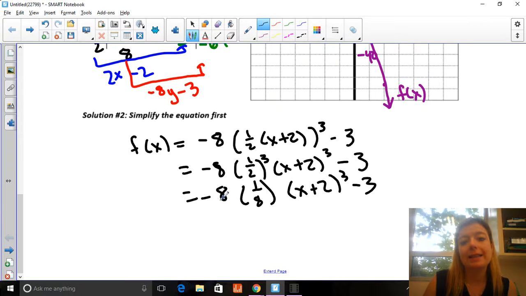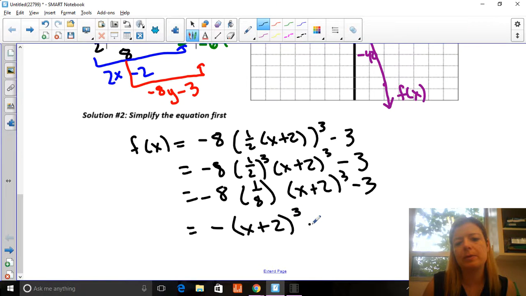So minus 8 times 1/8 is actually just negative 1. So we can rewrite this a lot more simply: negative bracket x plus 2 cubed minus 3. So here the only transformations are a vertical reflection, left 2, down 3. And that will actually turn out as the exact same graph that we have up above. So that's kind of interesting.